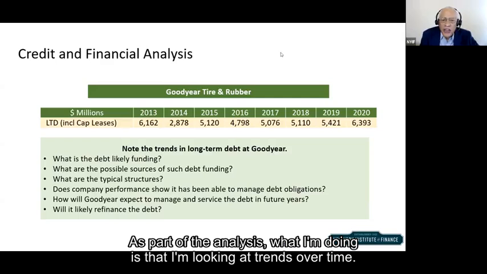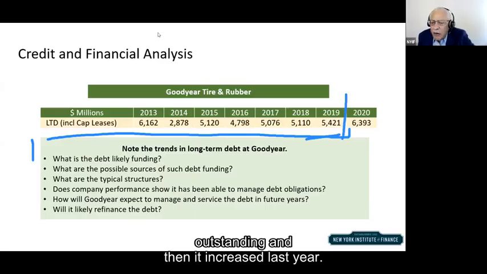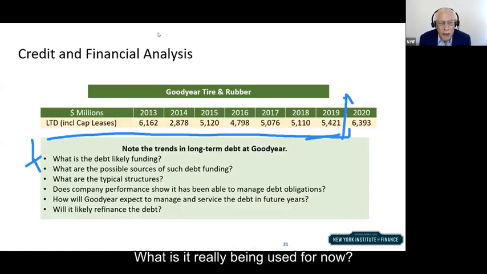As part of the analysis, I'm looking at trends over time. I see that for several years, Goodyear was pretty flat in terms of debt outstanding, and then it increased last year. So I want to know, what is the debt being used for? What is it really being used for?